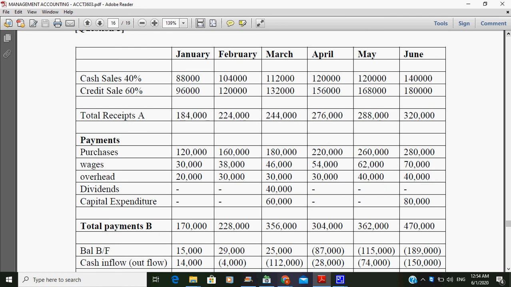It's just one procedure. First thing is first. 40% of the amount for the current month is cash. So 40% of sales for the current month is cash. So in this case, for February, it'll be 40% of 26,000. So 0.40 times 26,000. Now that gives 104,000.